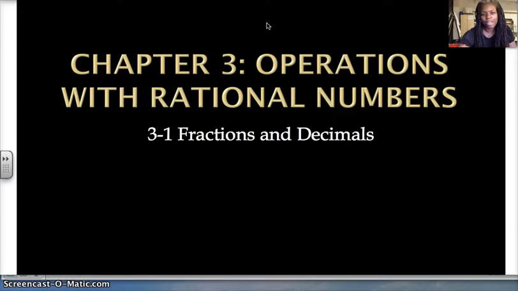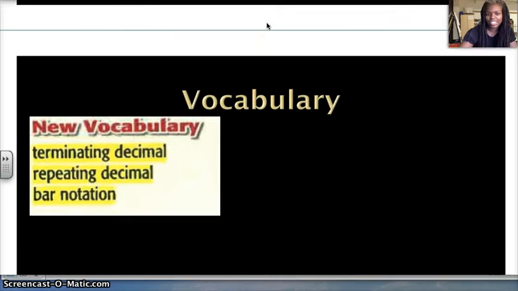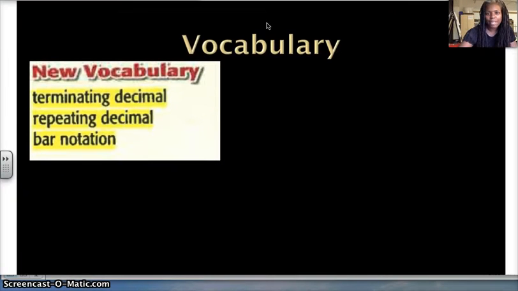So we're going to get started with operations with rational numbers, fractions and decimals. Our vocabulary today contains 3 words: terminating decimal, repeating decimal, and bar notation. For each of these, I'm going to give an example. I'm not requiring you to write a definition, though I will verbally give you a definition, all right? So let's get started.